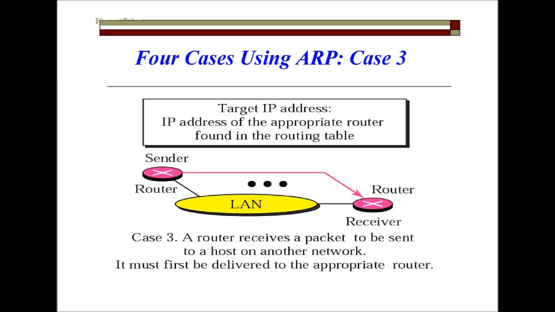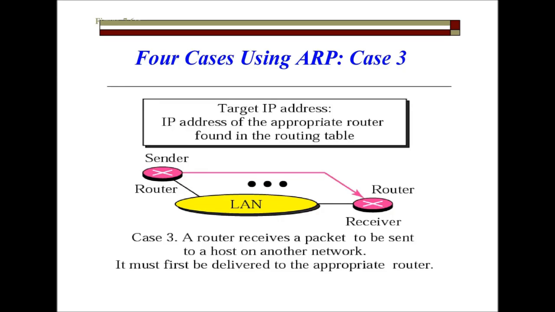This is a case 3 diagram. You can see the target IP address of the appropriate router found in the routing table. You can see the sender, which is a router, and the receiver, which is again a router. So in case 3, a router receives a packet to be sent to a host on another network. It must first be delivered to the appropriate router. So in this case, the communication between the two routers is done, and after that the router will forward the packet to the next router, and ultimately our packet will be received by the destination.